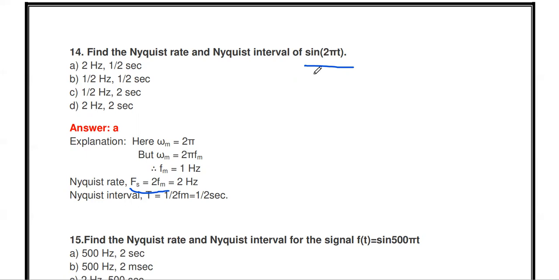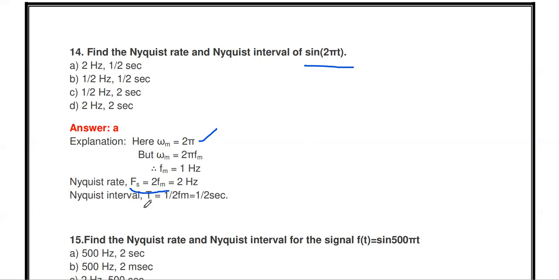Already you know we have to compare this signal with the standard sinusoidal expression. What is the standard sinusoidal expression? A sine 2 pi ft, that is sine omega m t. So in the place of omega m, what is there? 2 pi. And omega m, if you expand it, is 2 pi fm. Comparing these two, 2 pi equal to 2 pi fm. So 2 pi cancels, and fm is equal to 1 hertz. Therefore the Nyquist rate is equal to 2 into fm, so 2 into 1, 2 hertz.